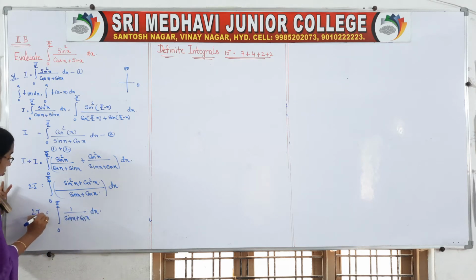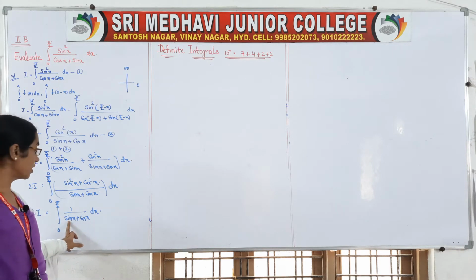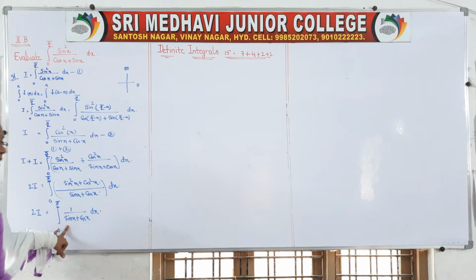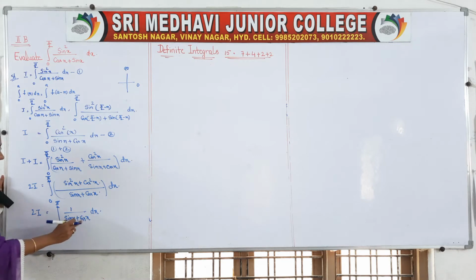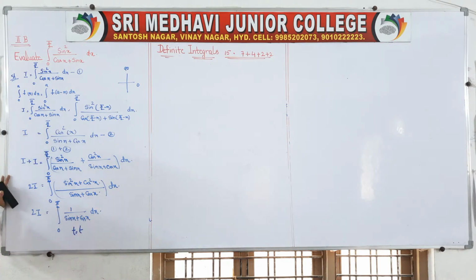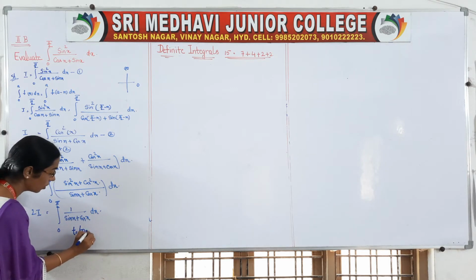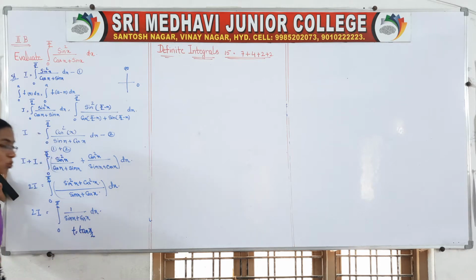This is your 2I. Now observe this: without the limits, if you look downwards, we have sin x, cos x. Whenever we have sin x, cos x or both, we have to take t is equal to tan x by 2, isn't it? We did so many problems by taking t is equal to tan x by 2.